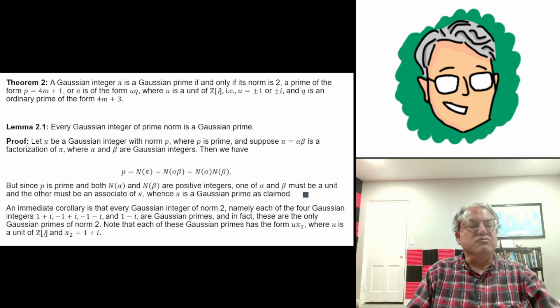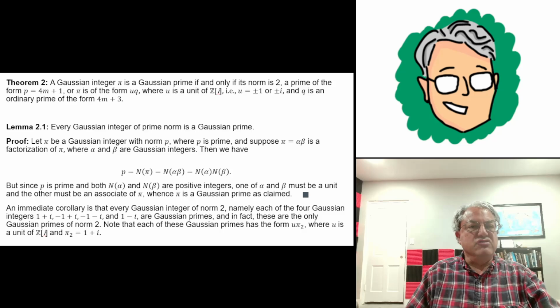And since its norm is prime, let's try to factor this Gaussian prime pi, or Gaussian integer. We don't know it's prime yet. So let's just assume we have a factorization of pi as alpha times beta. So pi equals alpha times beta. That means the norm of pi is the norm of alpha times beta, but since the norm is multiplicative, that means it's the norm of alpha times the norm of beta.